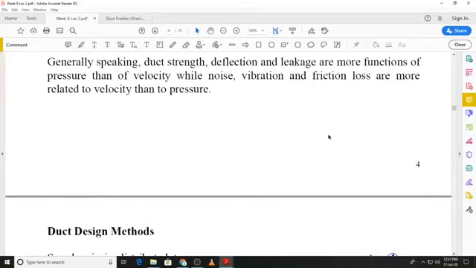And generally the duct strength, deflection and leakage are functions of pressure, while noise, vibration and friction loss are strongly dependent on the velocities inside the ducts. We will go to the duct design methods and just go through the process that we have for a particular type of method, and then later on we will go through an example in which we will apply two of these methods for designing a duct.